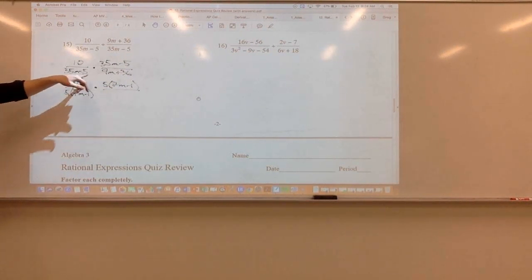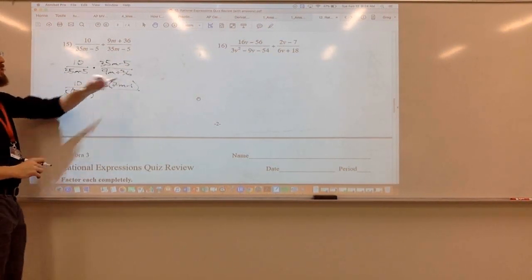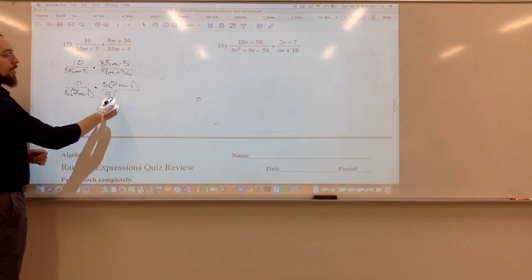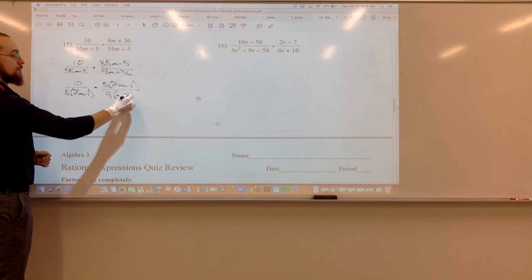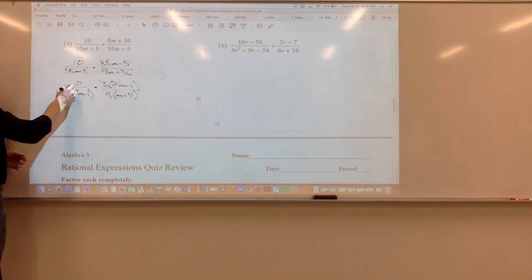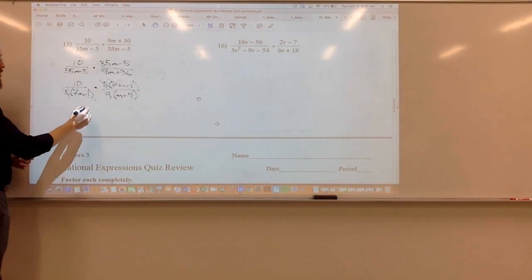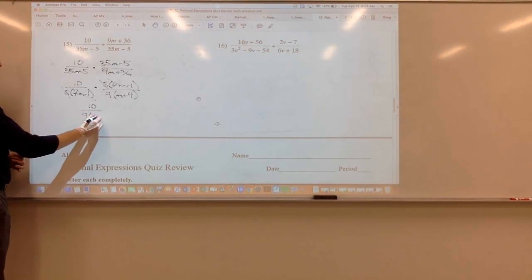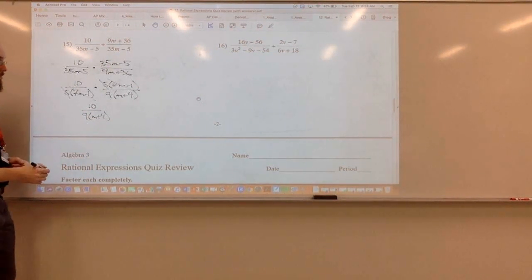Then in my denominator here, 9m plus 36, I could take a 9 out of both of those, and I would be left with m plus 4. So now I can cancel out 5s, I can cancel out the 7m minus 1s. I'm left with 10 over 9 times m plus 4.